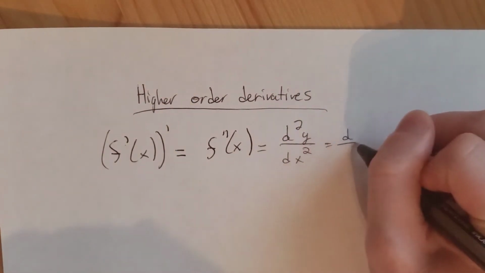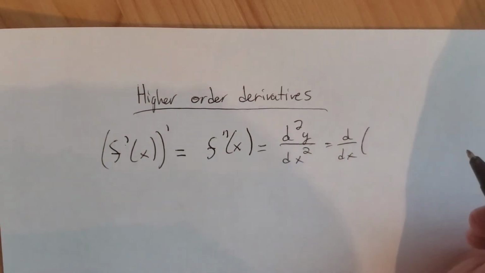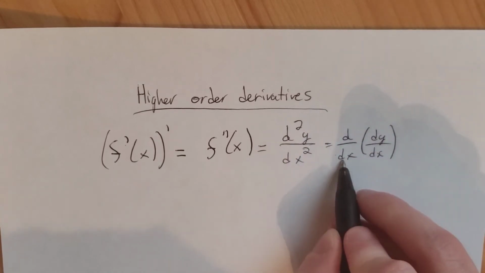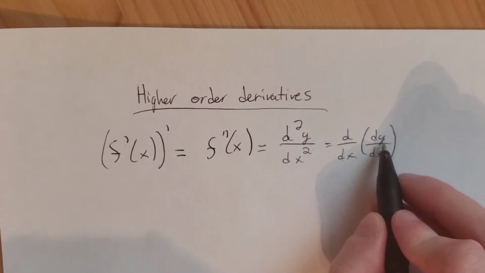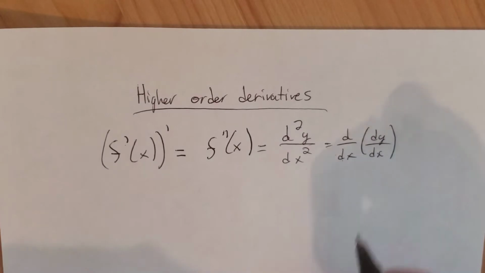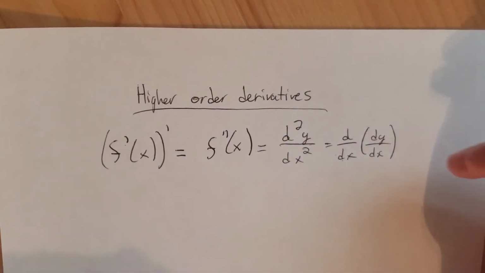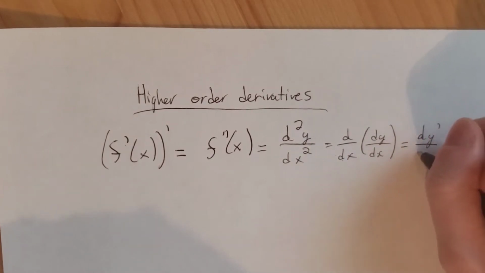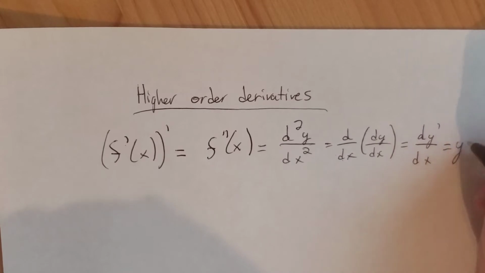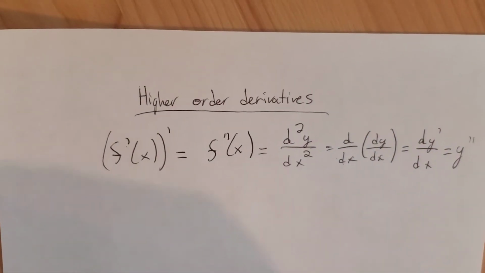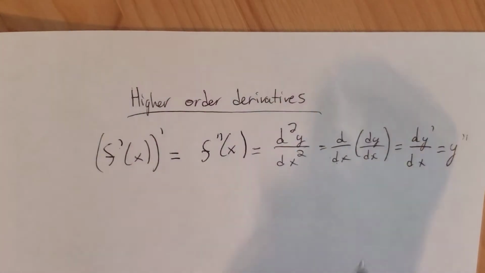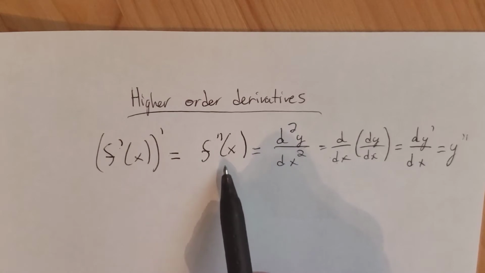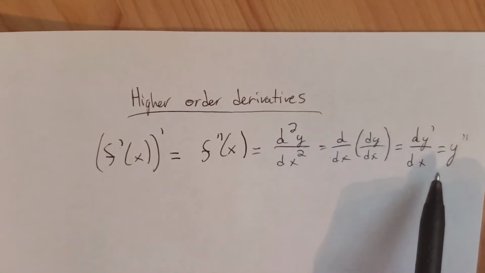You may also see this notation, d dx of dy dx. So the derivative with respect to x of the function dy dx, which is already the derivative of y. Which again, you may also see dy prime dx or just y double prime. Right? So these all mean the same thing. You don't generally see this one over here on the left, but these you will probably see quite a bit more often.